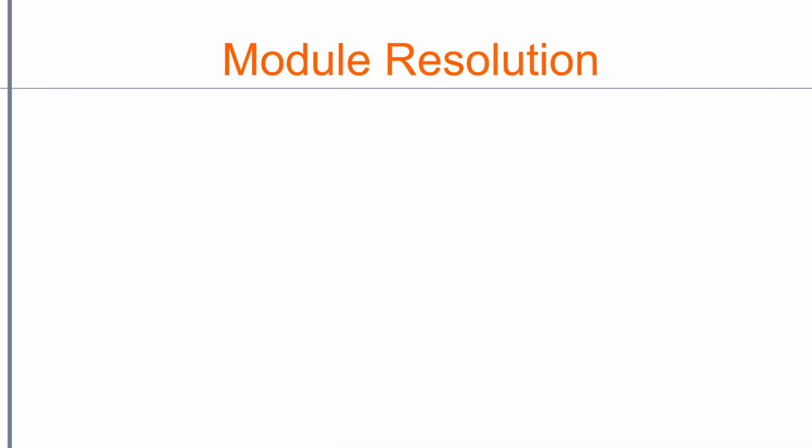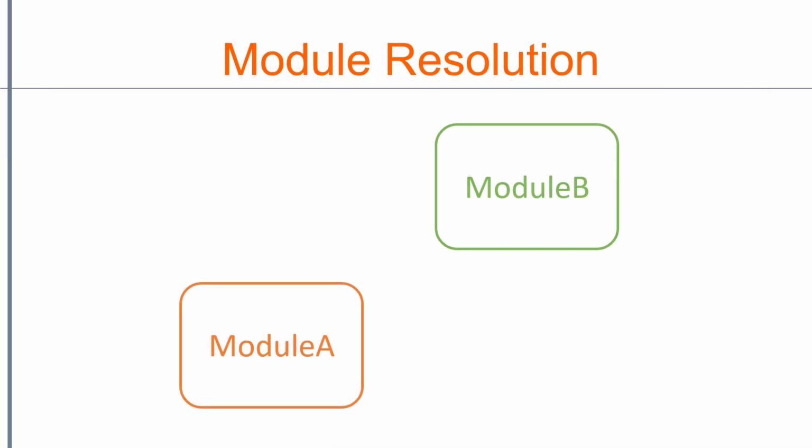Let's say we have module A and module B. Module A imports something from module B. During compile time, TypeScript tries to find module B to understand the shape of the exports imported from module B so that it can do type checking. Note, this is not runtime module resolution. Runtime module resolution happens when the transpiled code is running.